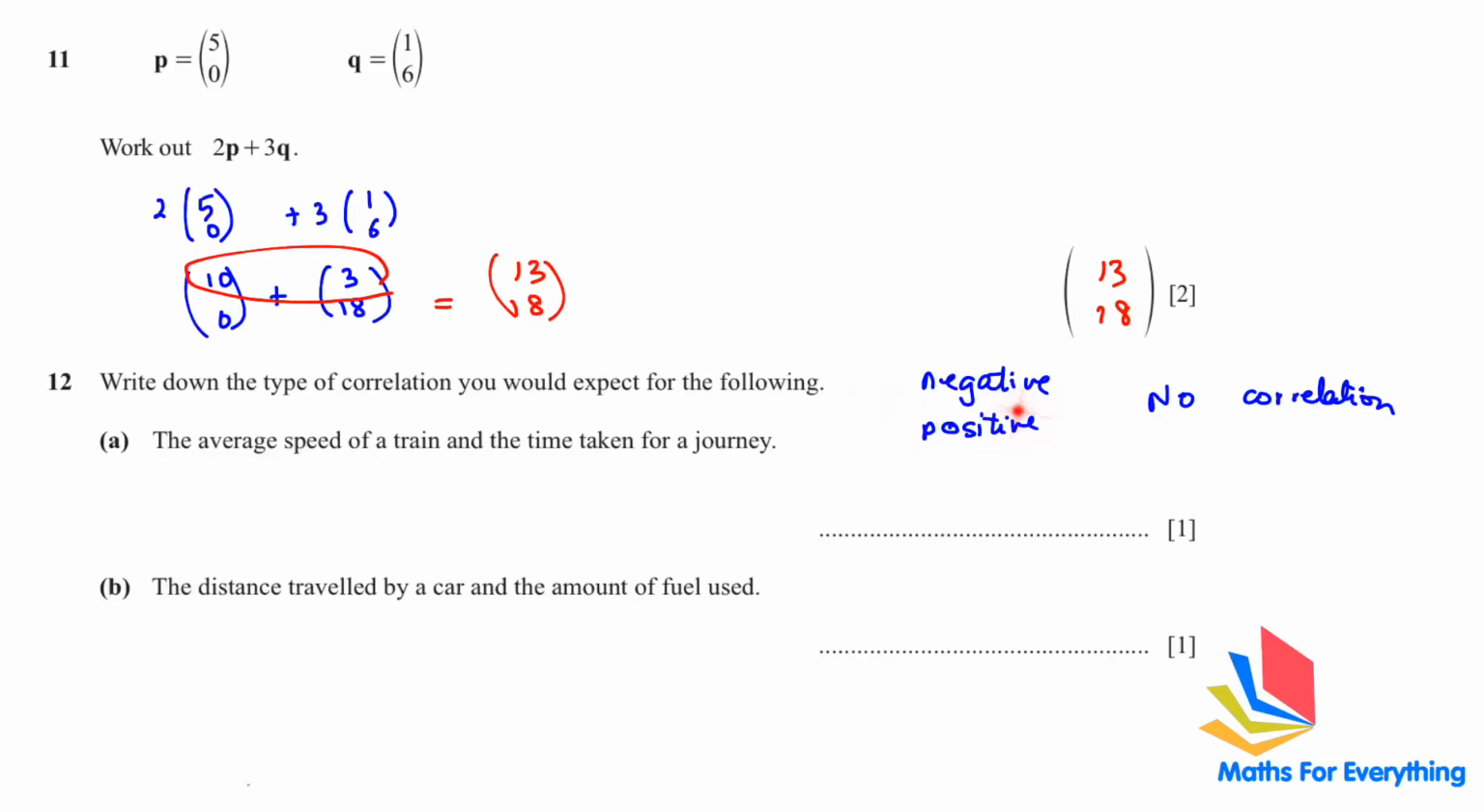Negative correlation is the relationship between two variables. What are our two variables in part A? The speed of a train and the time taken. So negative correlation is a relationship between two variables in which when one variable increases, the other decreases. As the speed of the train increases, the time taken will decrease. So the first one is negative.